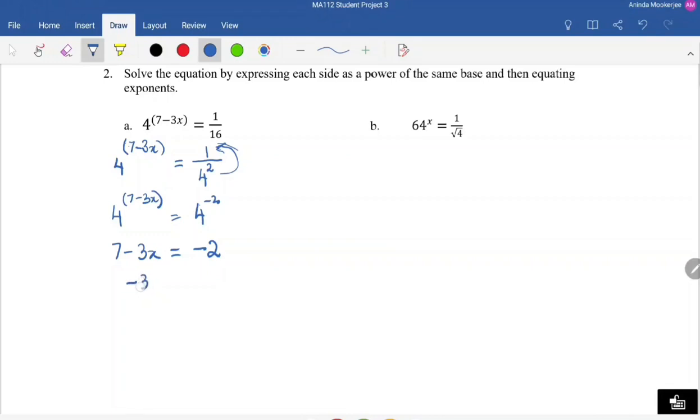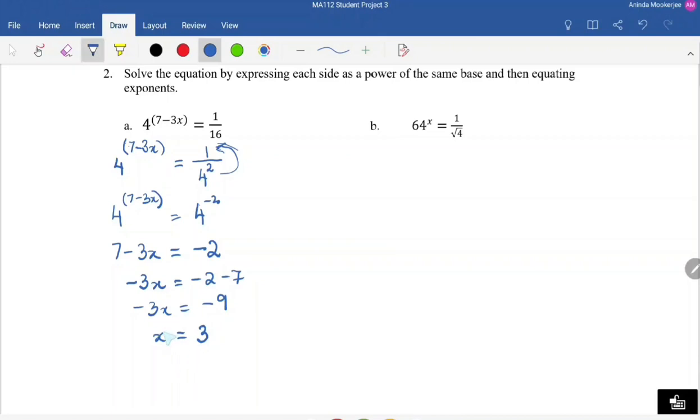So isolate the x by moving the 7 over to the other side. So we'll have minus 2 minus 7. So minus 3x equals negative 9. And if you divide both sides by negative 3, we will have x equals positive 3, correct?